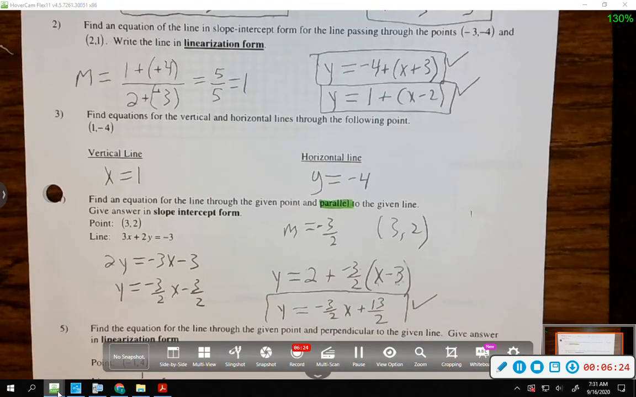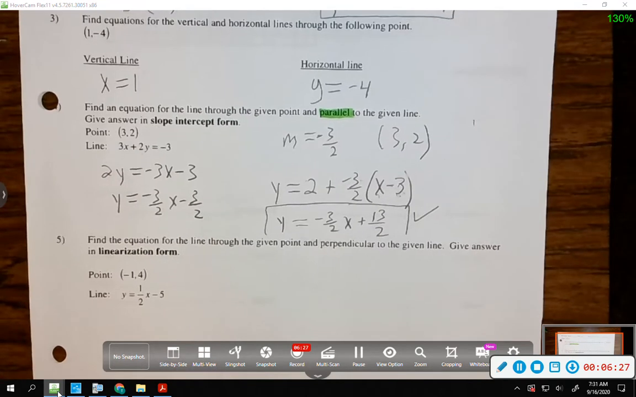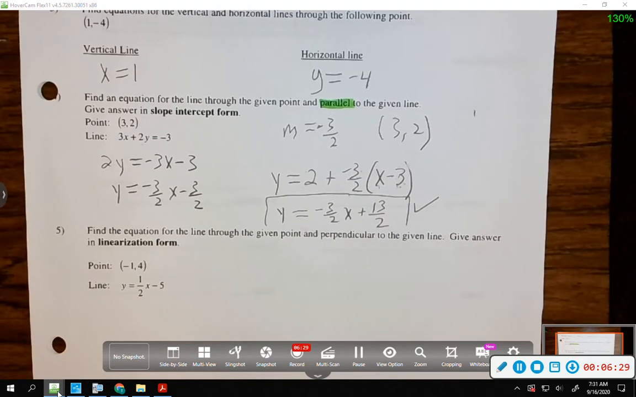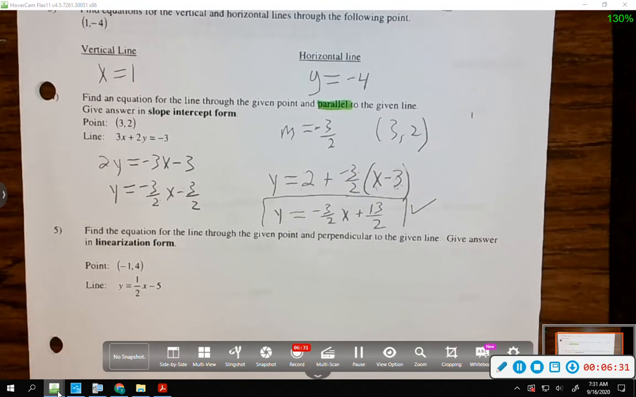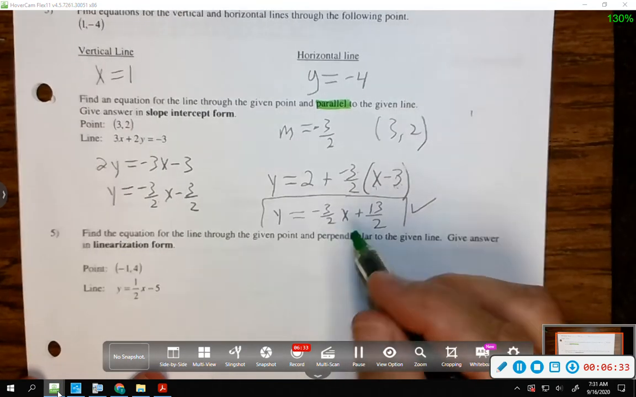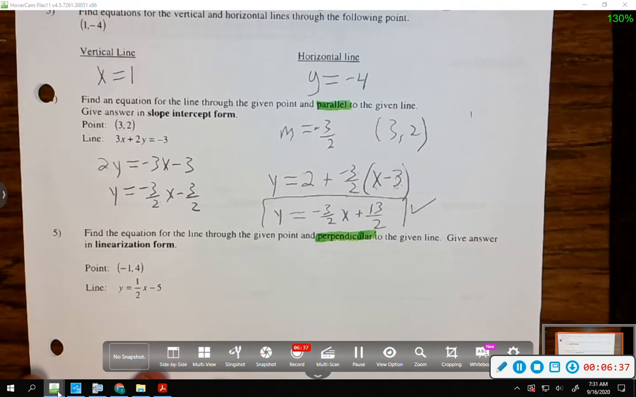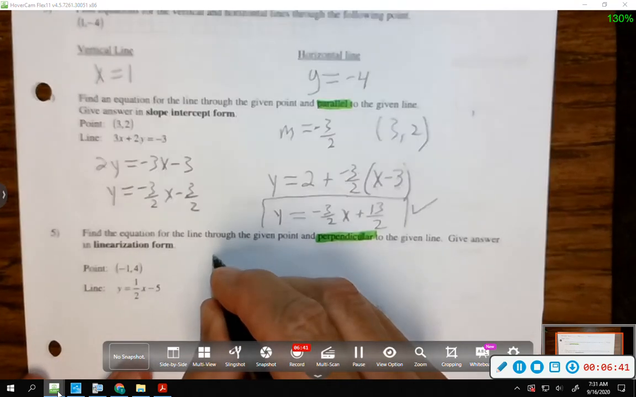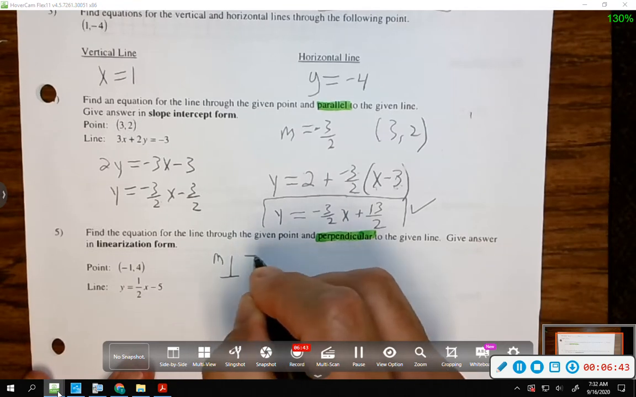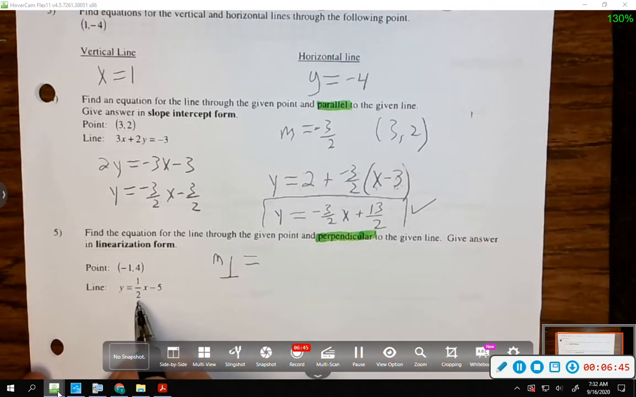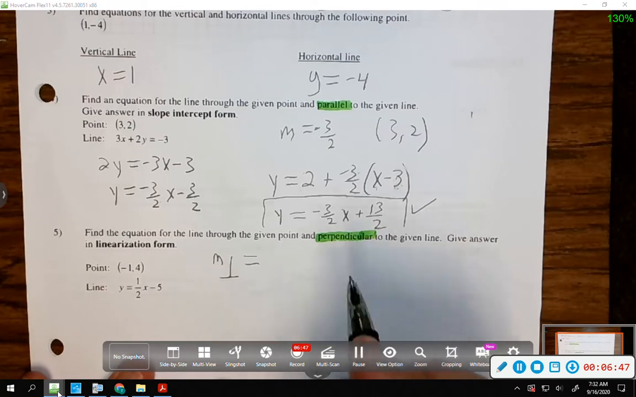Problem number 5. Find the equation of the line through the given point and perpendicular. So the exact same problem as 4, except now this says perpendicular. And we need to know that the slopes of perpendicular lines are opposite reciprocals. So the slope of the perpendicular line is the reciprocal of 1/2, which is 2, but I have to negate it.